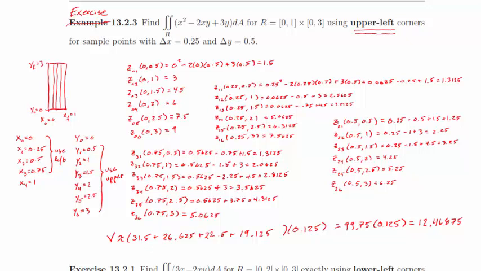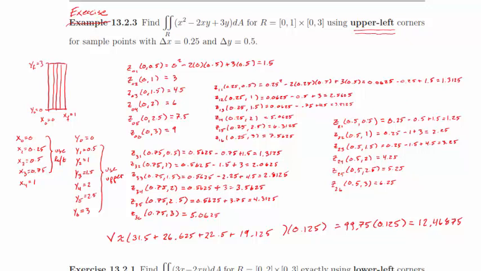My next set, moving over to where x is 0.25, and we plug in y's of 0.5, 1, 1.5, 2, 2.5, and 3. Consecutively, we get 1.3125, 2.5625, 3.8125, 5.0625, 6.3125, 7.5625. That's my second set when x is 0.25. Adding up all these values, we get 26.625.